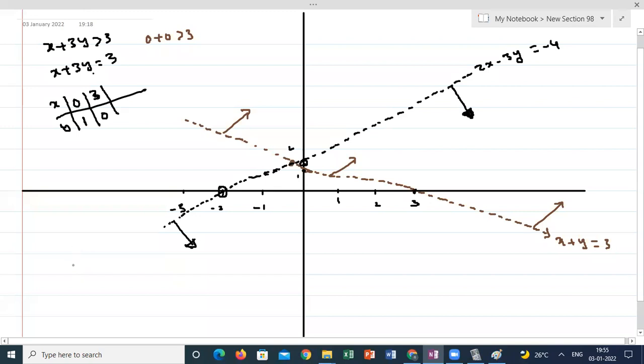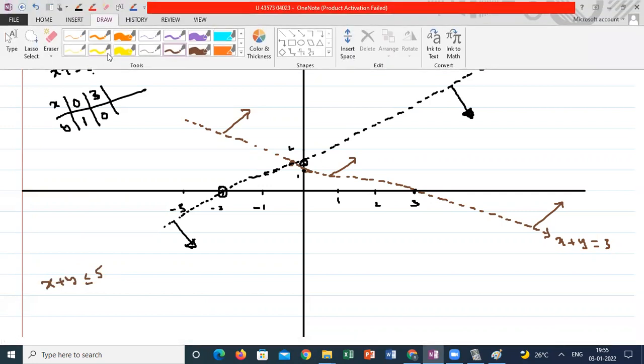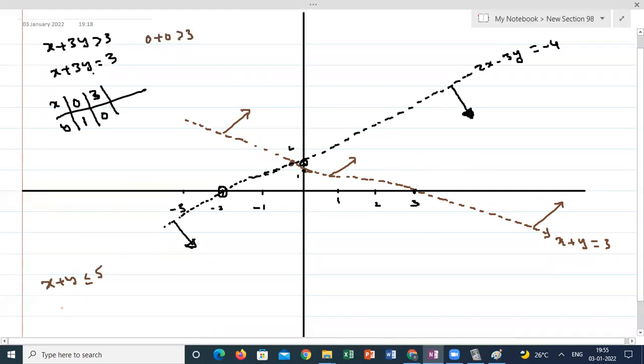The last equation is x plus y is less than or equal to 5. If I'm taking the solution set here, if x is equal to 0, y is equal to 5, and if y is equal to 0, x is equal to 5. So (5, 0). This is 4, this is 5, this is one point for that line, and this is another point. If I'm joining, it's a straight line because the equality symbol is there.